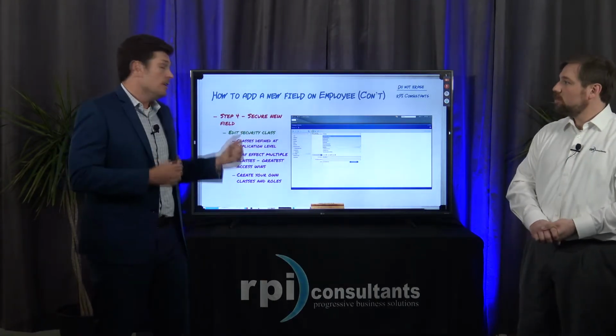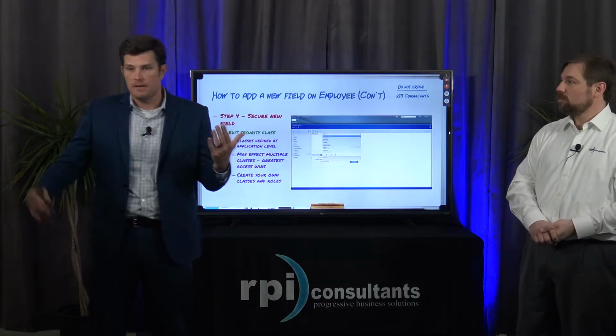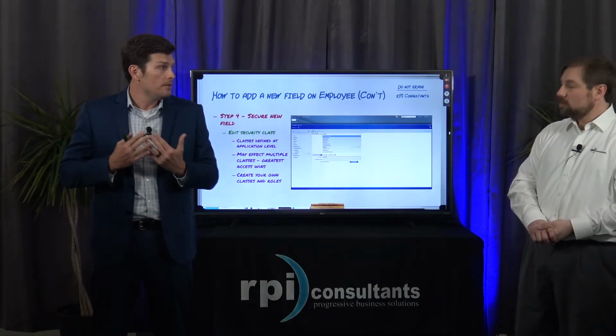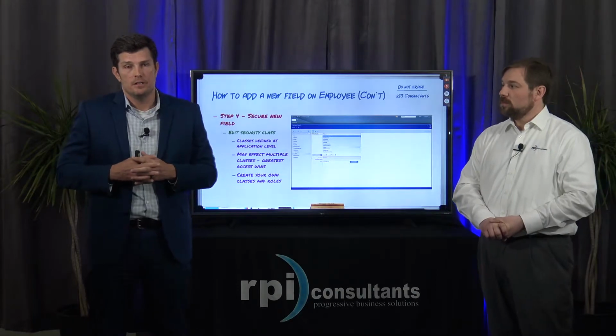And one important thing to note is the greatest access wins. So if you take it away on one security class and forget to take it away on the other security class, and the same user has both of those, then the greater access wins. So they'll be able to see the field.